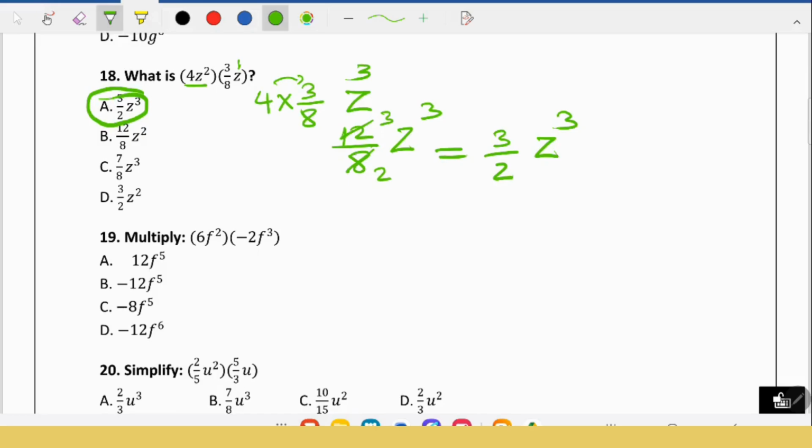Next I have 6f square times negative 2f cube. Multiply the coefficient first. 6 times negative 2 is negative 12. F square and f cube is f5. I will just add their powers. Negative 12f5, which is this.